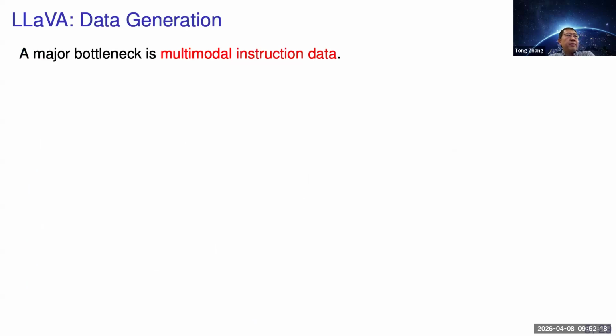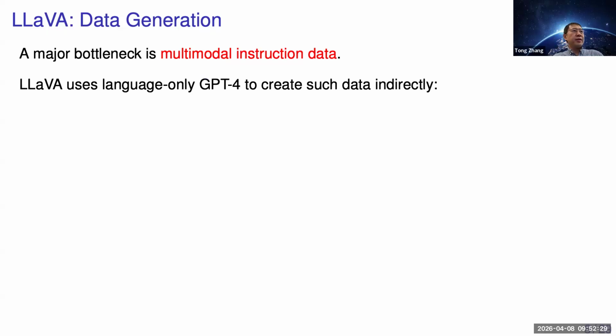Data generation. A major bottleneck is multimodal instruction data. What can you do, right? You can, of course, start with a VLM already. Assuming you don't have a VLM, what do you do? Here is what it does. Use language-only GPT-4. You do need something to generate. You can use a human, but of course, like self-instruct, you can also use an LLM to do that. They use GPT-4, which was available in 2023. Later there is GPT-4o, if you recall, which is multimodal. But before that, you had GPT-4, which is text only, to create such data.